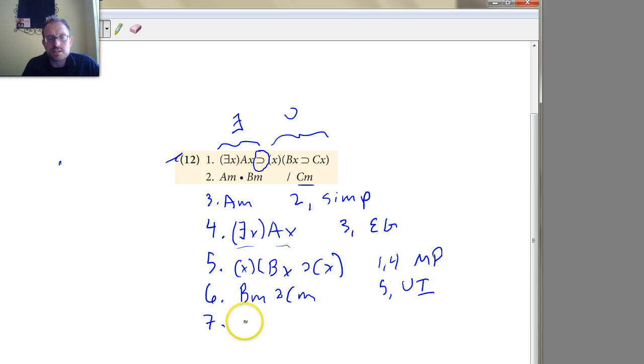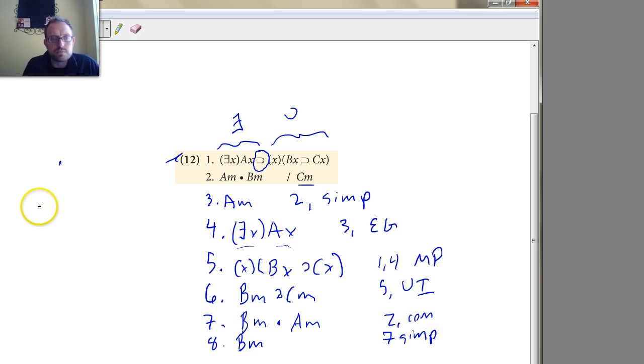So let's commute this. You know what? I'm running out of space on this problem. That's all right. So that's going to be BM and AM. That's line 2, commutation. I just needed to switch these two things around. So line 8 here is going to simplify to just BM. So now that I've simplified to BM, that's line 7, simplification.